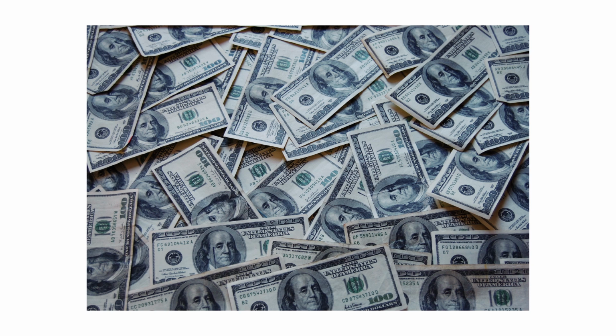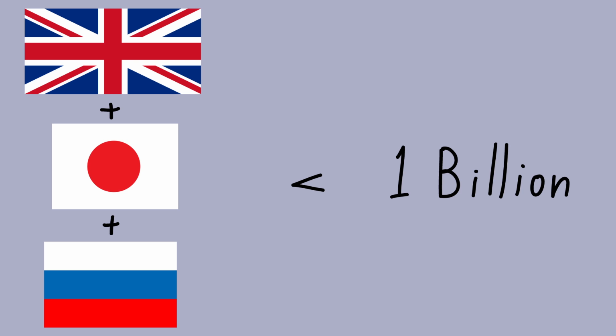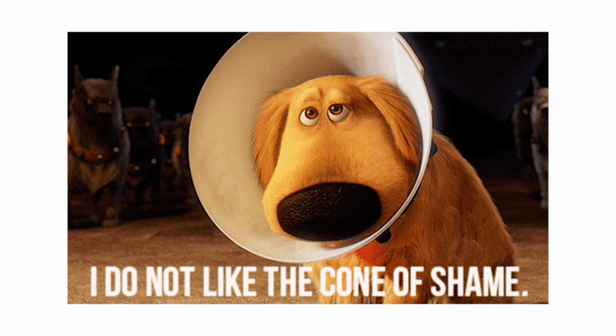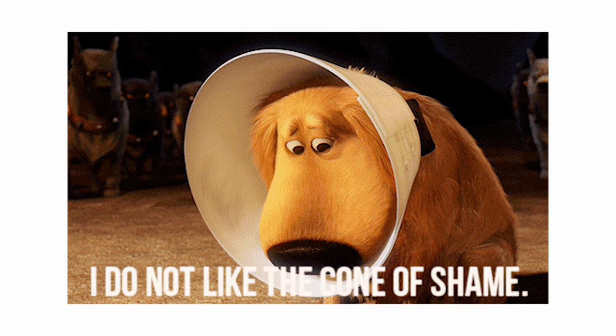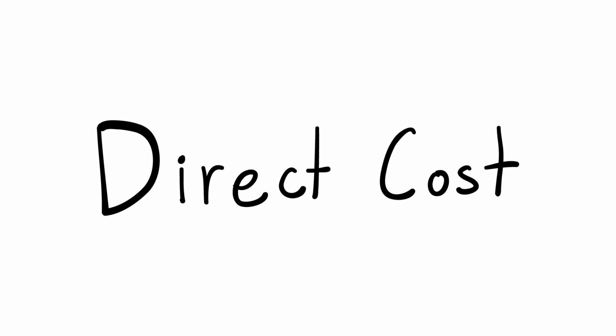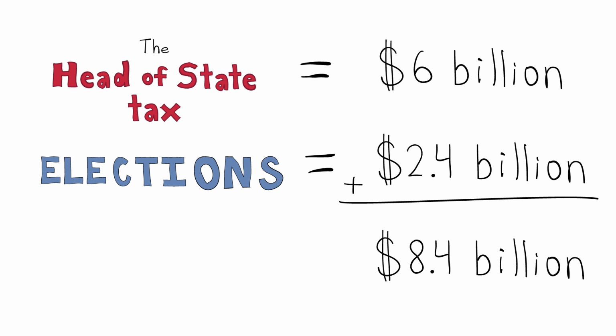Unlike the head of state tax, America nor any other country needs to spend this much on an election. In fact, the combined cost of electing the entire federal governments of the UK, Japan, and Russia was under $1 billion, which really puts America to shame because we regularly spend more than twice that to elect just one government official.